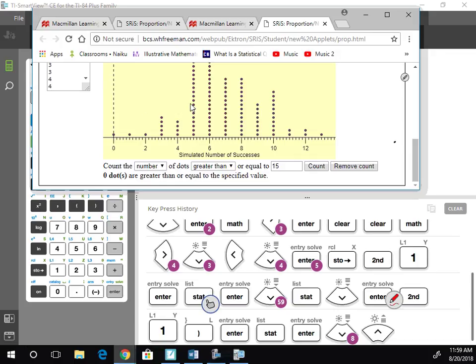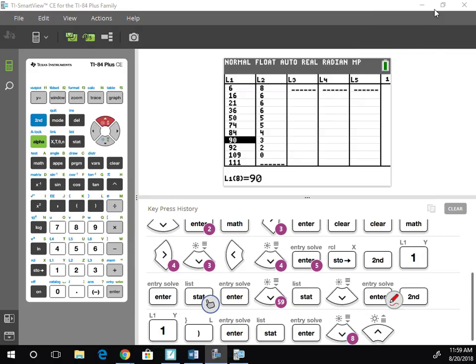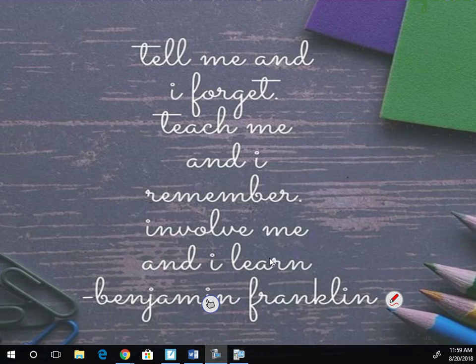Are we understanding the dot plot a little bit better? Okay. Are there any questions about the dot plot? Okay.